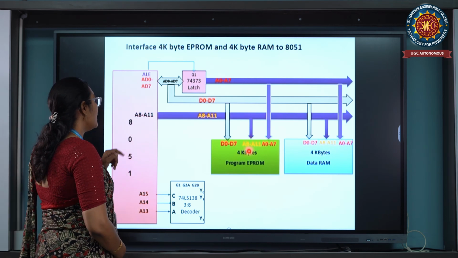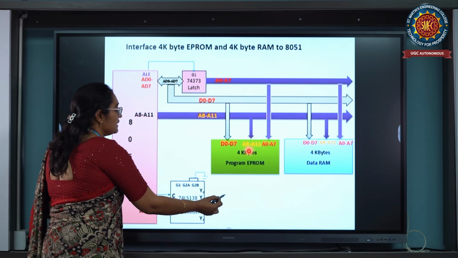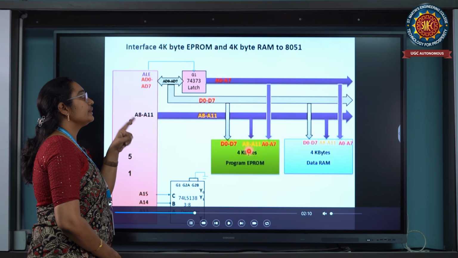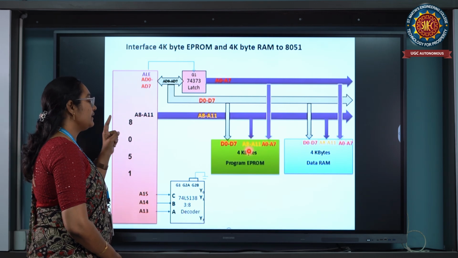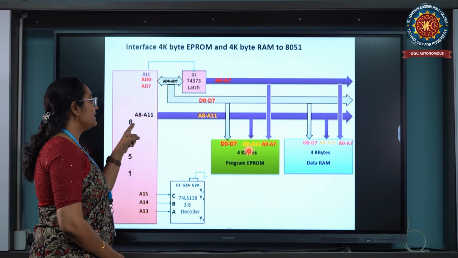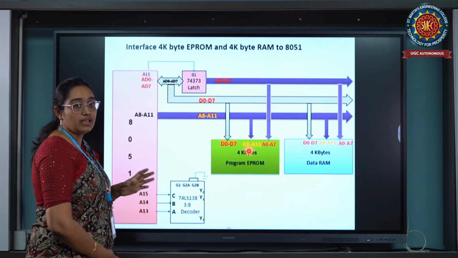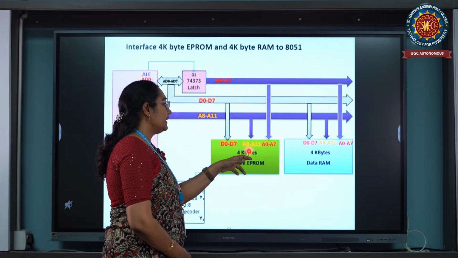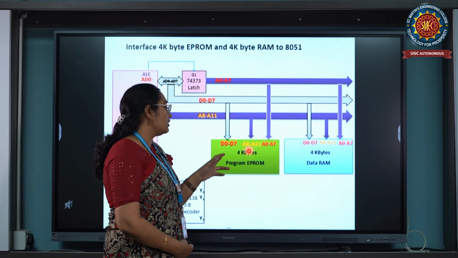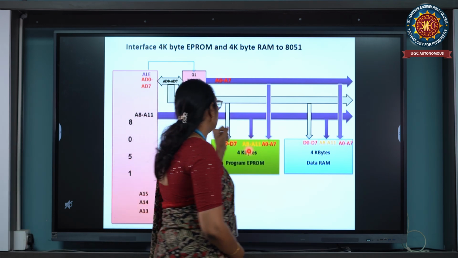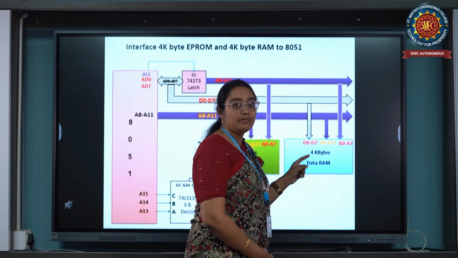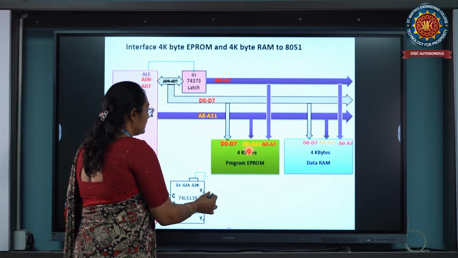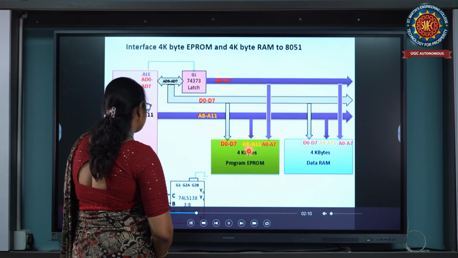This is port 0 and the higher order address lines. That means we are using A8 to A11 because we are using 4 kilobytes of ROM and RAM. That means only A8 to A11 are used out of the 16 address lines. Here A8 to A11 are connected to A8 to A11, that is, the address lines of the read-only memory and A8 to A11 of the random access memory. Okay. This is port 2, and next, it consists of a decoder.